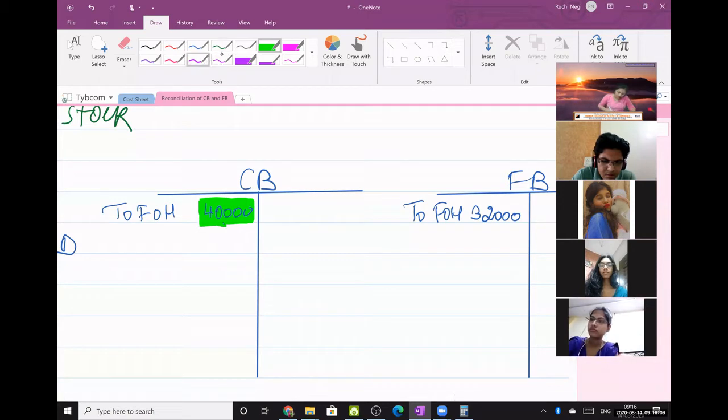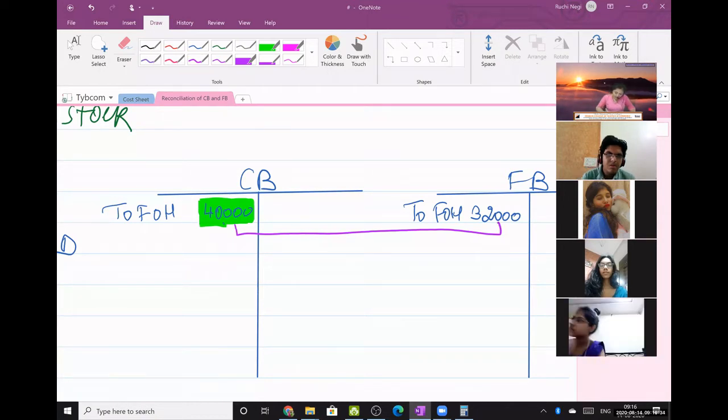Think and give me the answer. This is an example of what? Under recovery or over recovery? Okay, Asmita, over. Sanya saying over recovery. Shruti, Sharon, Samidha, Ruchi, Swapnil. Okay, fine. Great. This is an example of over recovery. Nandini also gave the right answer.